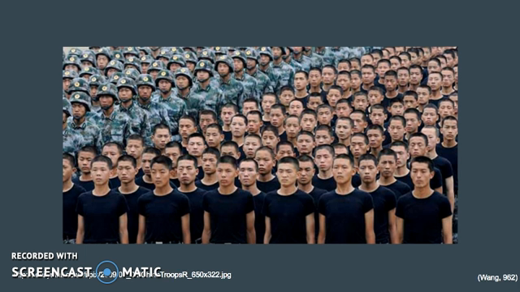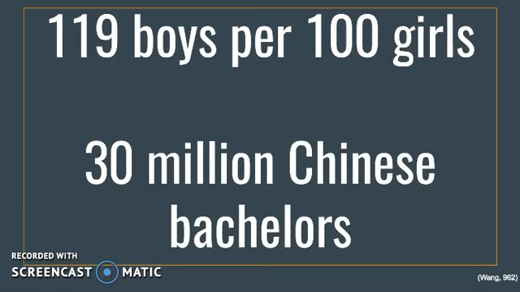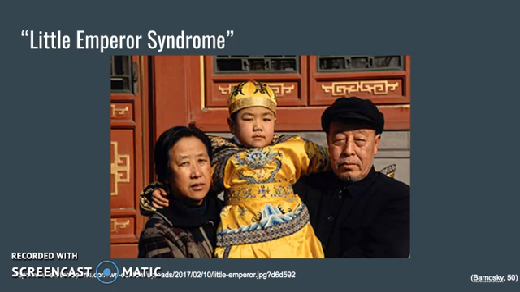Another issue that has arisen in recent times is China's surplus of men. Since the policy took hold, families would sometimes abort or commit infanticide for female babies, since men were culturally desirable and they only had one chance to have someone carry the family name. As such, there are now 119 boys per 100 girls by census statistics, and a predicted 30 million Chinese men who will never find wives.